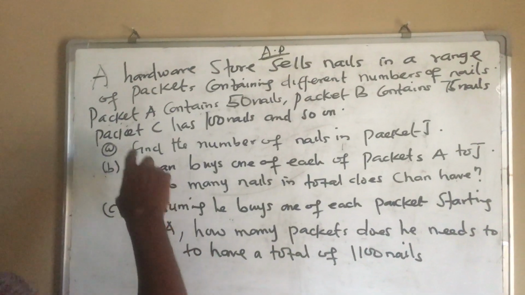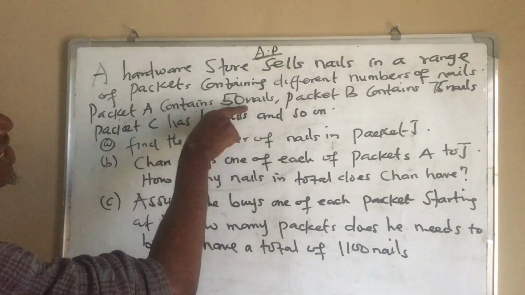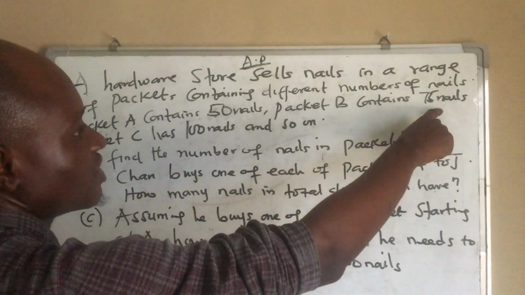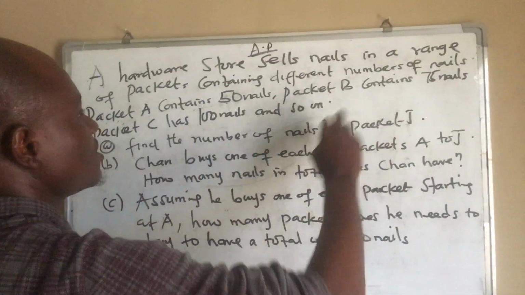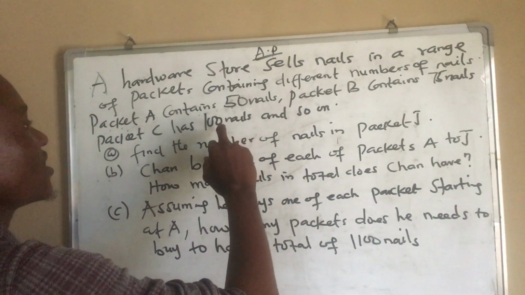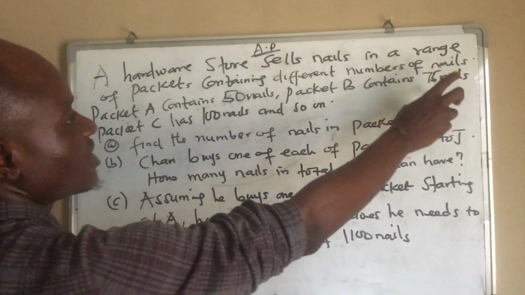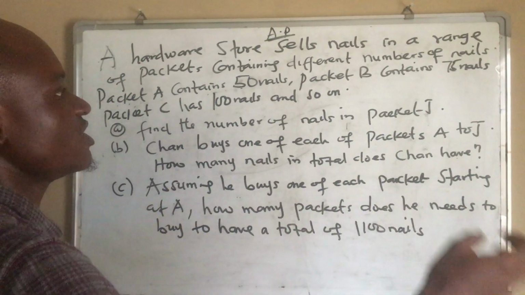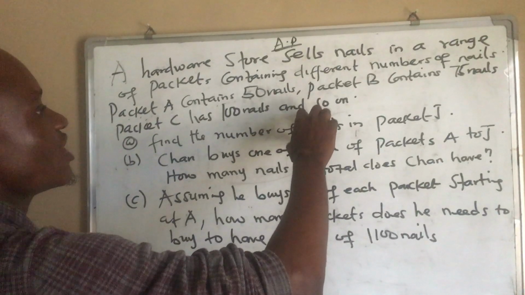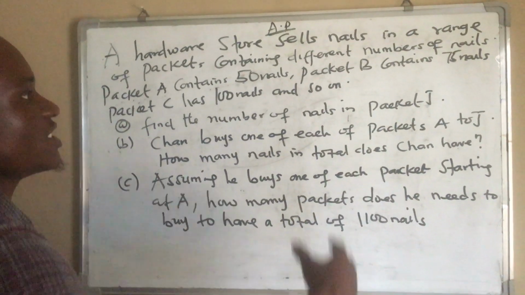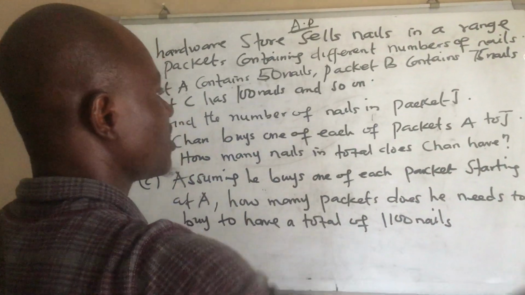You will say that the first packet, which is packet A, is 50 nails. The second packet, 75 nails. If you check the difference, you see it's 25. And when you come to the third packet, it's 100. If you check the difference between packet C and packet B, you also see it's 25. So they have the same common difference. And so on, when you get to packet D, that will be 125 nails. Packet E, that will be 150 nails, and so on like that.